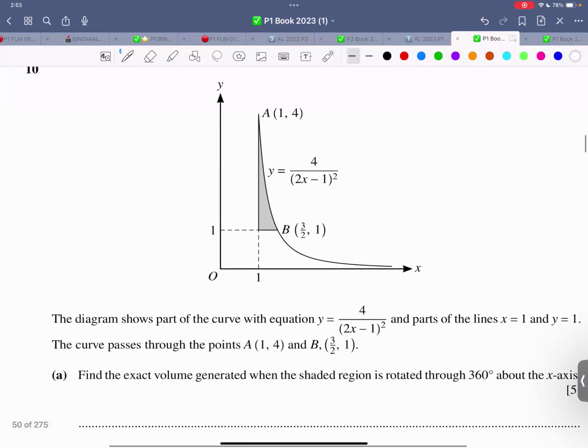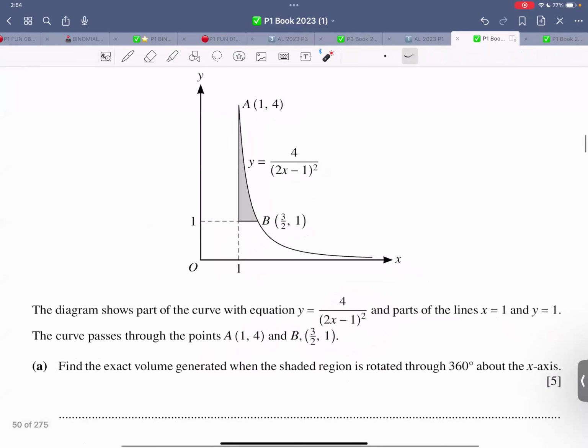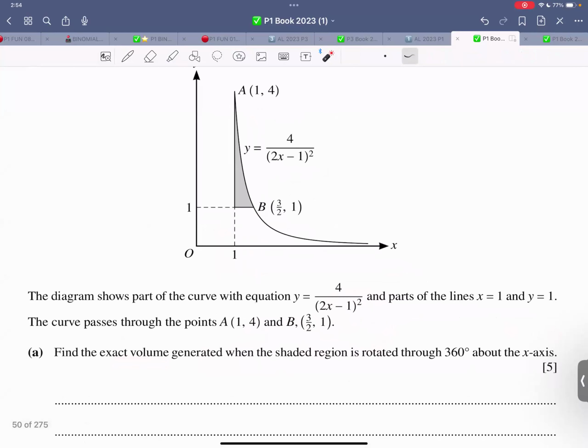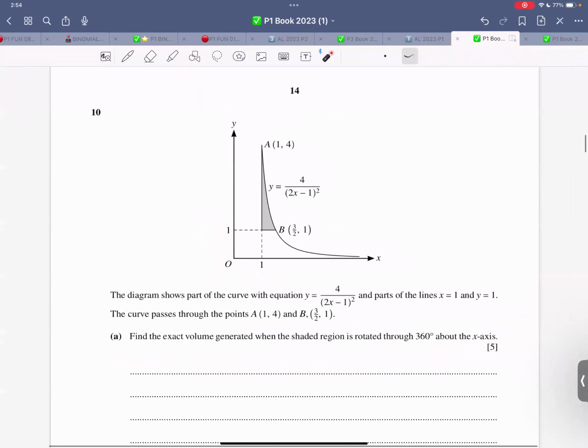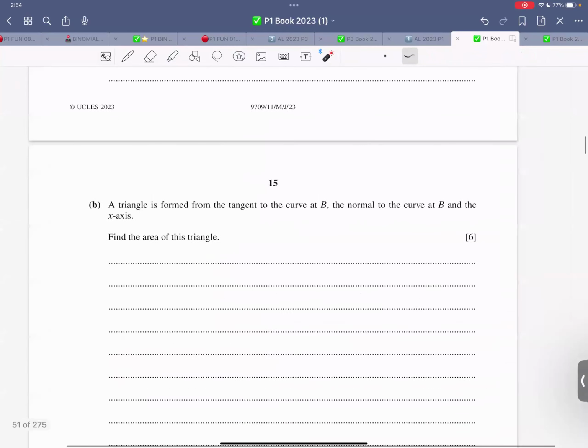The diagram shows part of the curve with equation such and such, and parts of the line y is equals to 1 and x is equals to 1. So this is x is equals to 1. They did not draw the full line, y is equals to 1. The curve passes through the point A and B. That's A, that is B. Find the exact volume generated when the shaded region is rotated 360 degrees about the x-axis. That is first part for 5 marks.